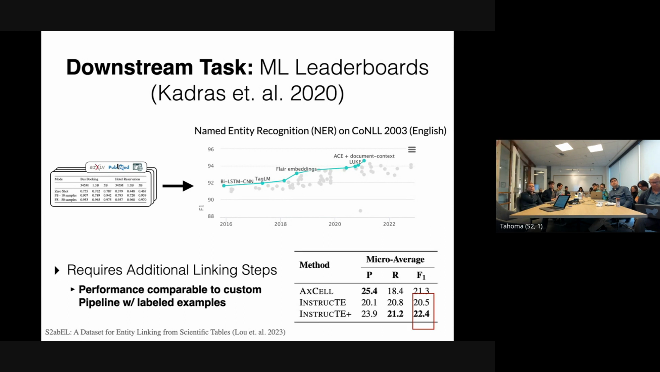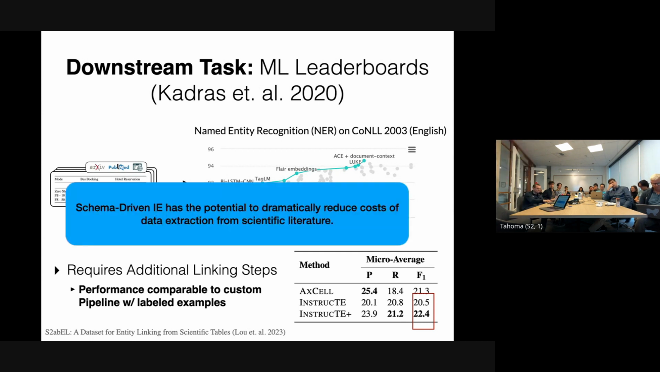So basically what we did there was replace the relation extraction components in the Axcell system with the table-driven extraction I mentioned, and then use their code for linking and classifying the tables and everything like that. When we do that, we get performance that's basically on par with the original Axcell paper. This seems to indicate this is working pretty well, and has the potential to dramatically reduce the costs of information extraction from scientific literature.